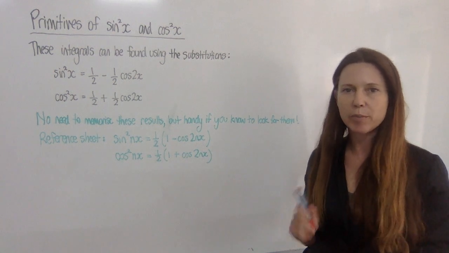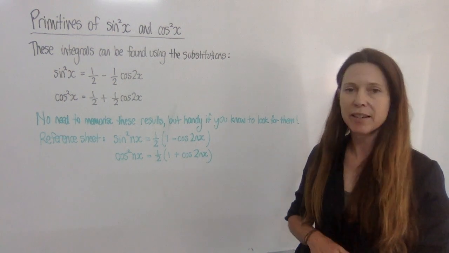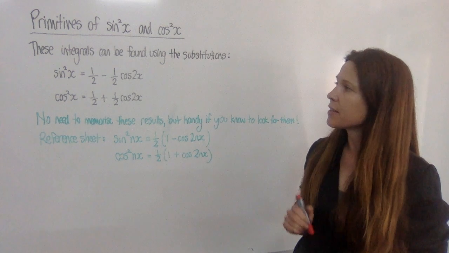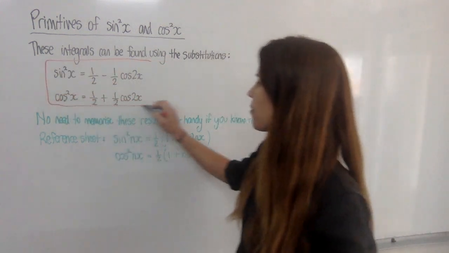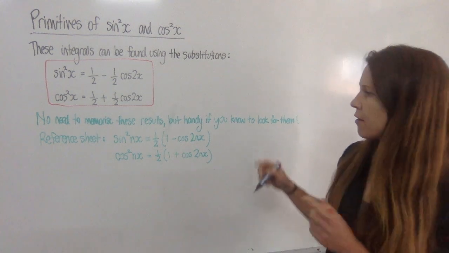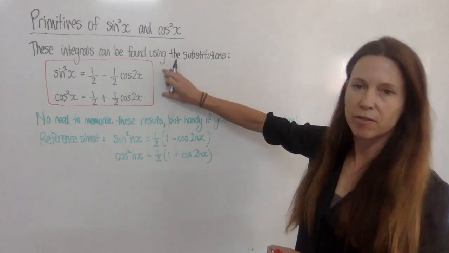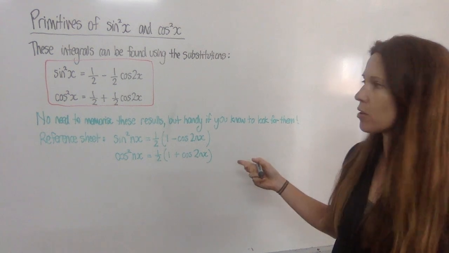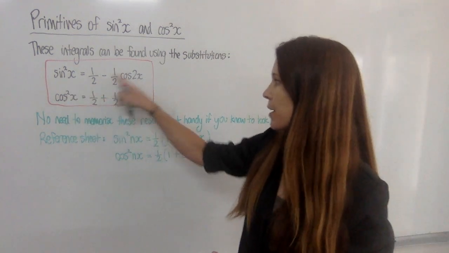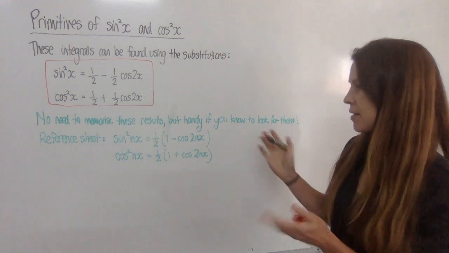In today's lesson, we're looking at the primitives of sine squared x and cos squared x. Now, these integrals can be found using these substitutions, which we have already seen before in a previous lesson. I've written here there's no need to memorize these results exactly, but it's handy to know to look out for them, because when we see these, being able to make these substitutions is essential, really.